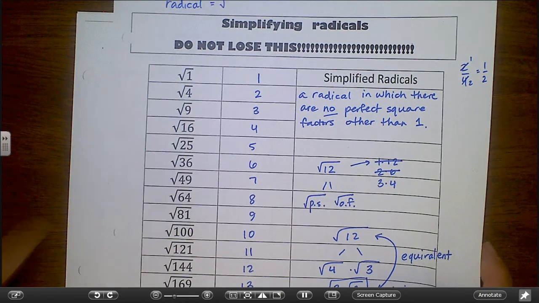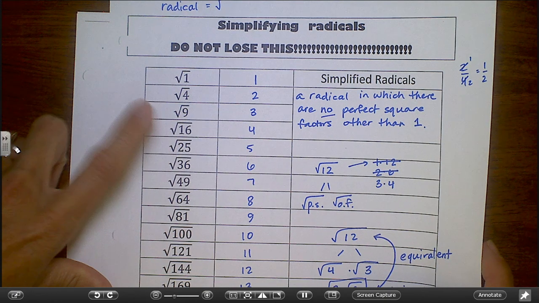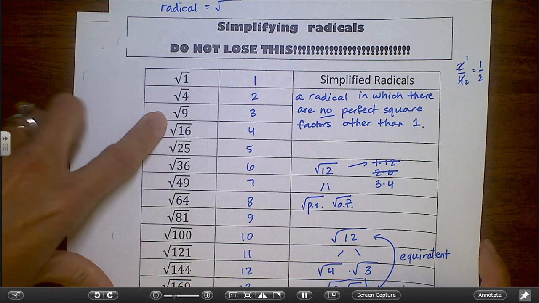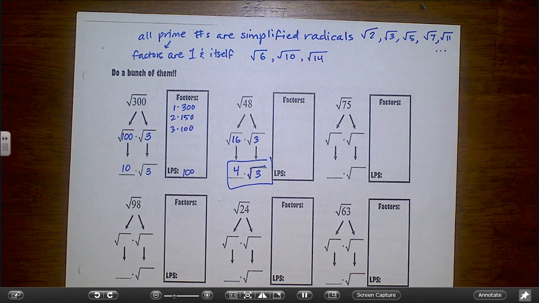So if you're ever not sure, just take that strategy that we did already and divide by the largest one that can come out of it first, and then go up the sheet from there.